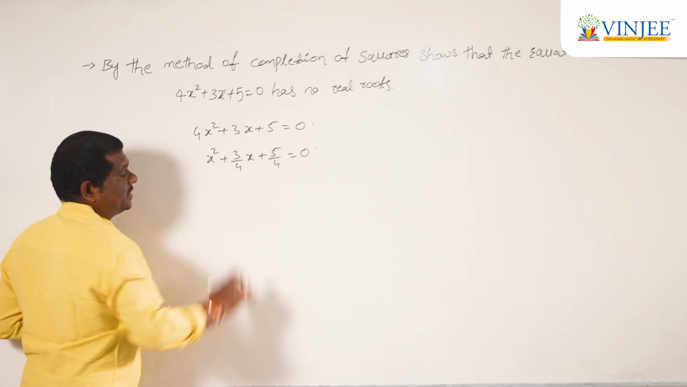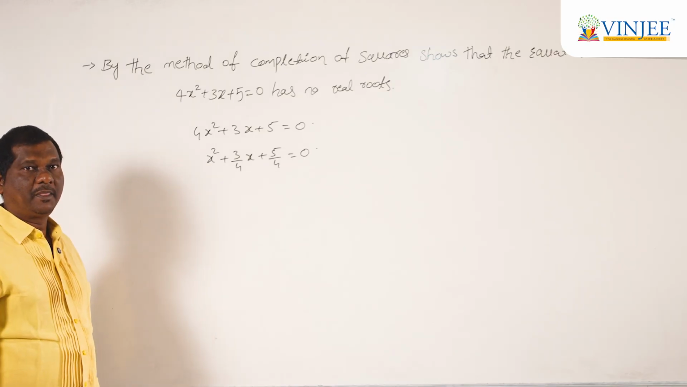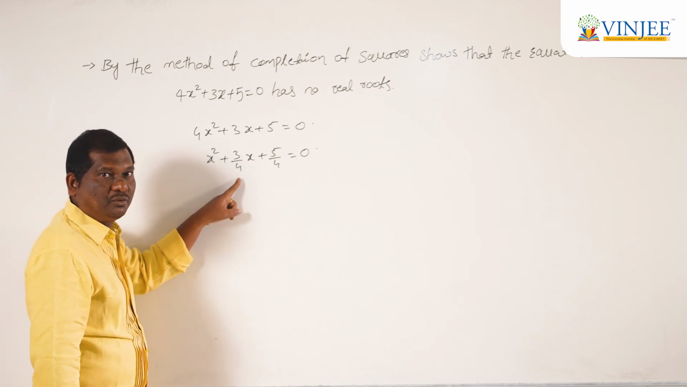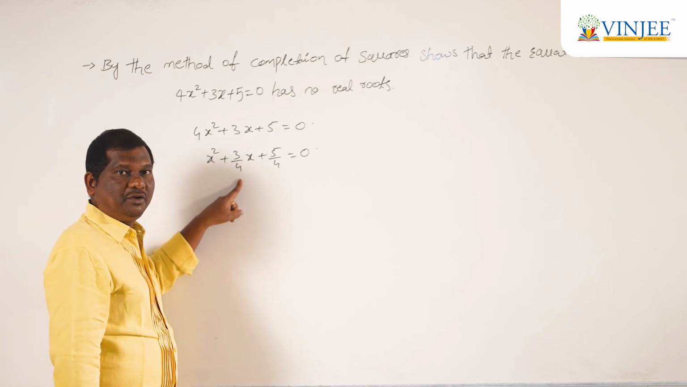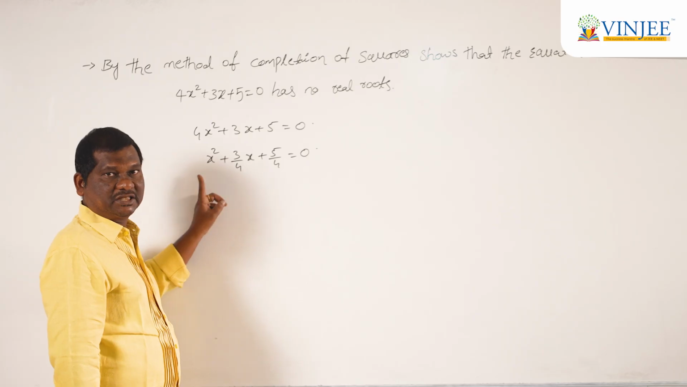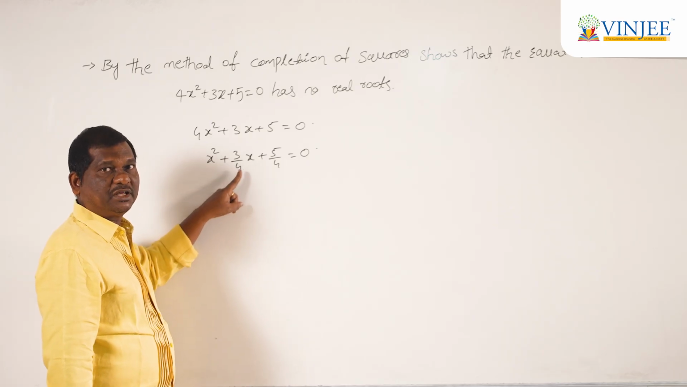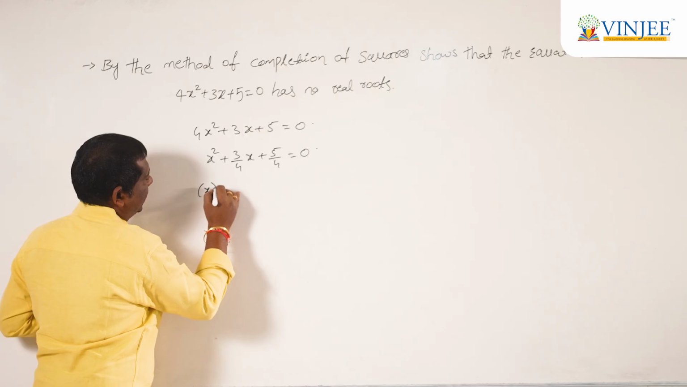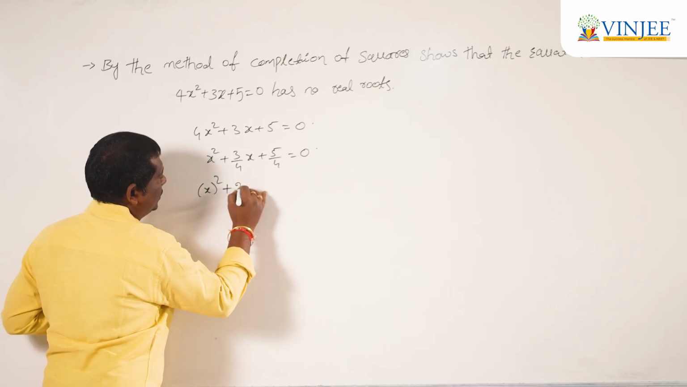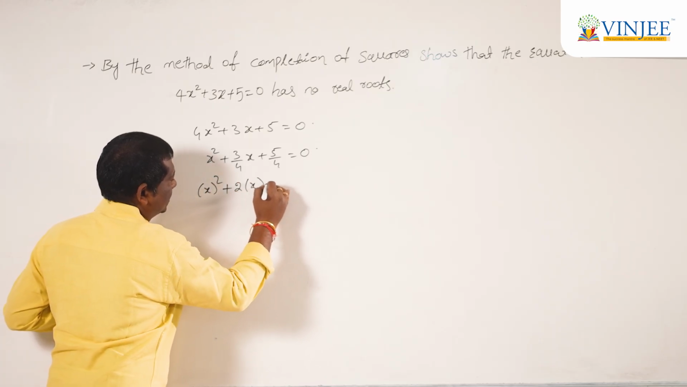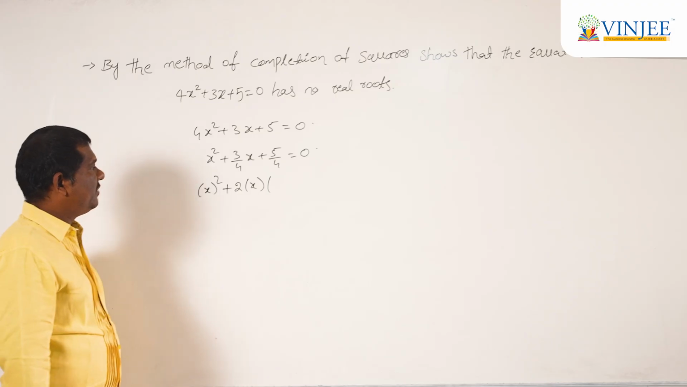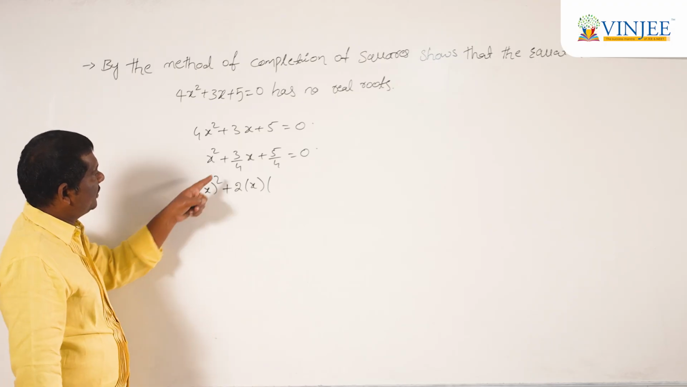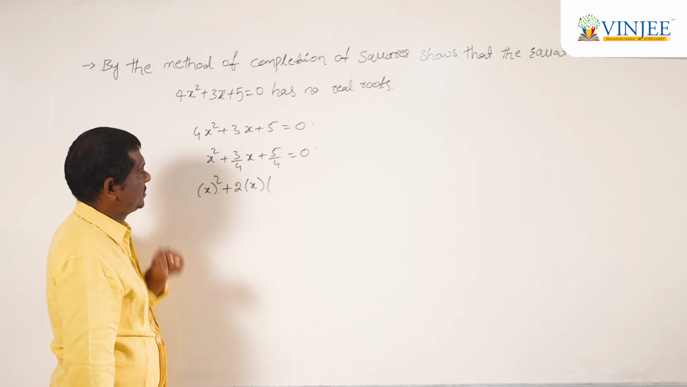Now here, I want to write this in the form of a perfect square. Perfect square means a plus b whole square form, that will be a square plus 2ab plus b square. First term x square, I am writing as x whole square plus 2 into a, value x. Now here, what b value we have to write so that it becomes 3 by 4x.